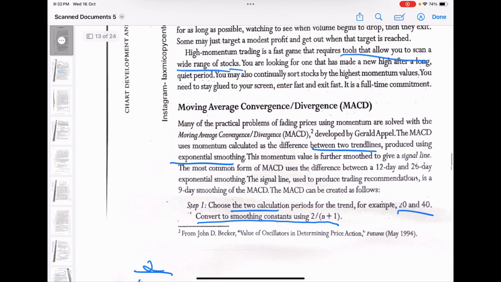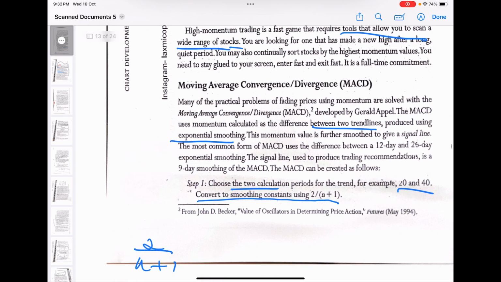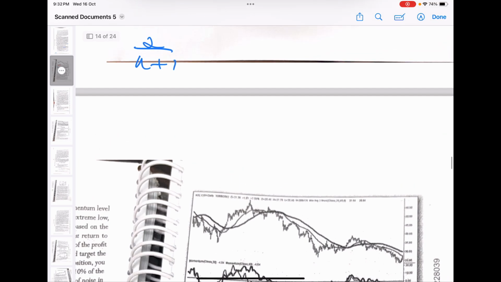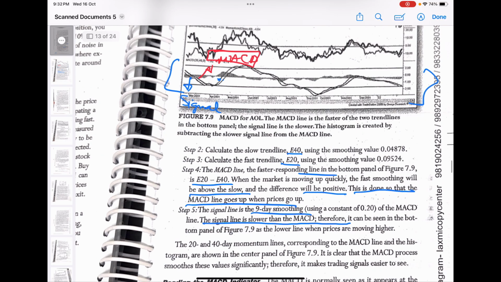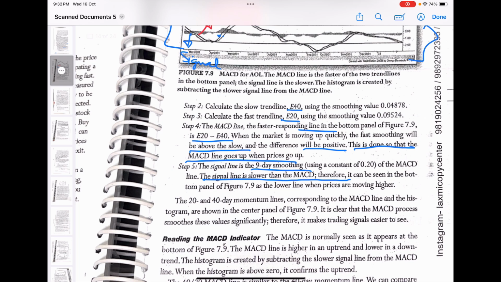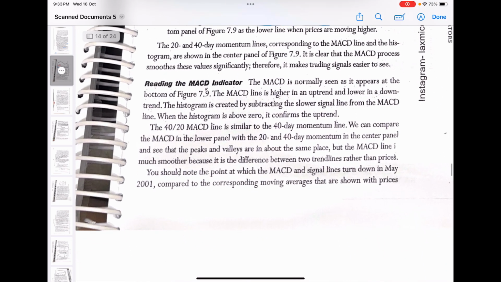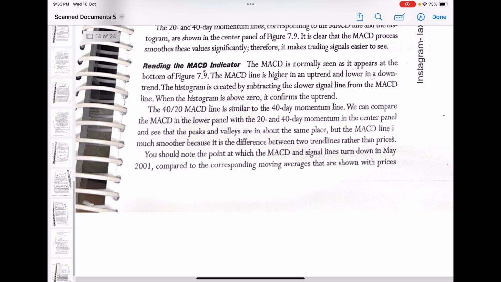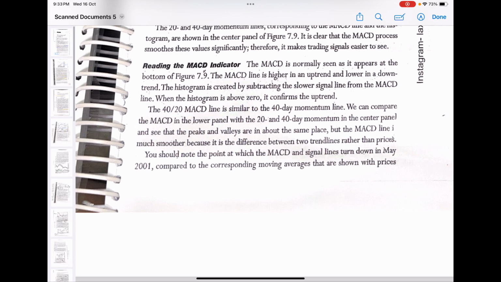Again, quickly let's revise the steps. You are going to take two calculation periods, let's say 12 and 26 or 20 and 40, and then you're going to smooth it, which is 2 upon n plus 1. Then you're going to calculate the slow trend line and the fast trend line, and then you're going to calculate the MACD trend line, which is the difference between the two, and then you're going to find the signal line, which would be the smoothed momentum value. Usually the signal line is of 9 period. Keep that in mind. Okay. So now we have discussed that. Let's see how I use the MACD indicator.